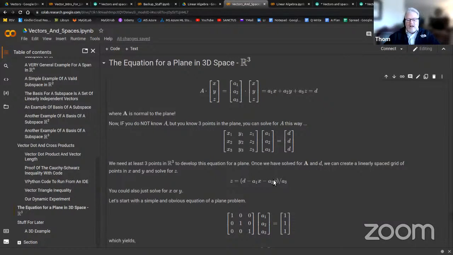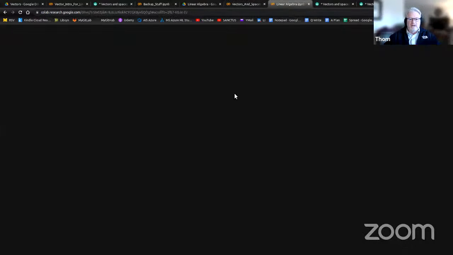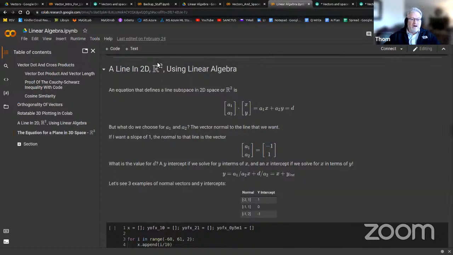So with all of that in mind, before we go through an example with this, I want to show you a simpler example in R2, so that the subspace in 2D would be a line. And so we simplify all this down to this form. But what do we choose for A1 and A2 is what I'm asking here. Well, let's just say it's a vector normal to the line that we want.